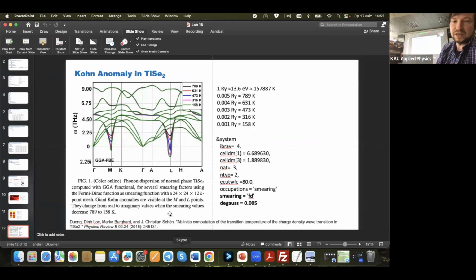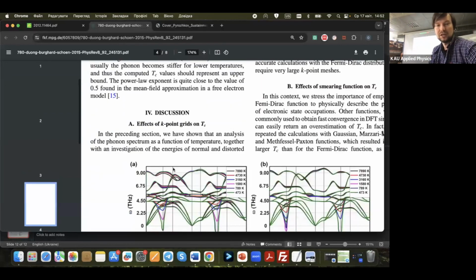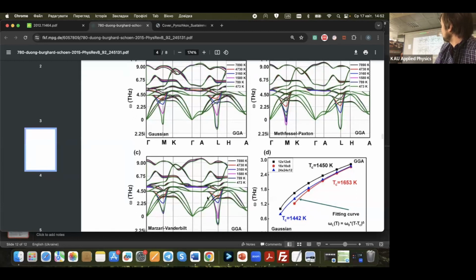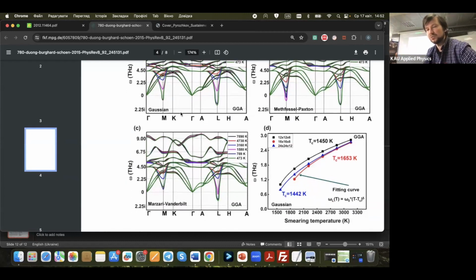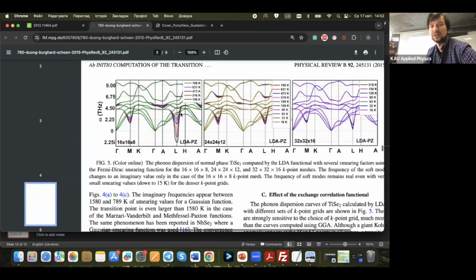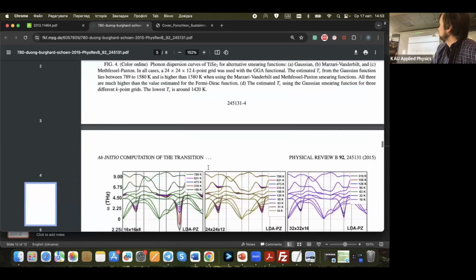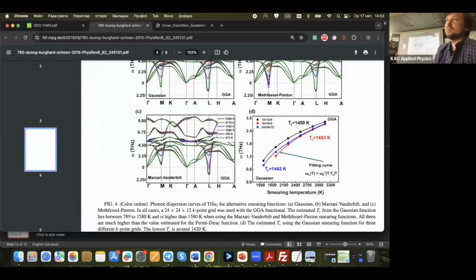Of course, these guys made a huge job, because they took different smearing, like 0.05 smearing, 10 times more. They made different smearing and saw what happens. For each of these, it is a rather huge phonon calculation, or maybe they had a lot of time. It's an interesting methodological paper. They also took LDA in the Perdew-Zunger form, and they showed that LDA is not enough to get this anomaly. LDA is not good to get the anomaly, but GGA with Fermi-Dirac smearing is okay.